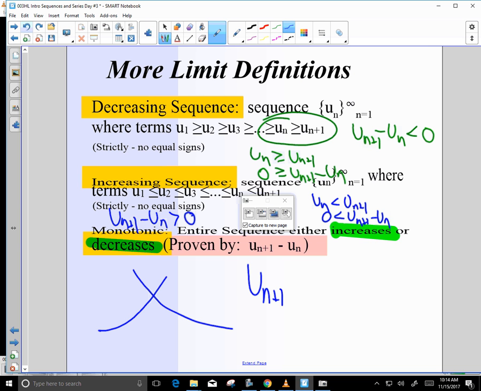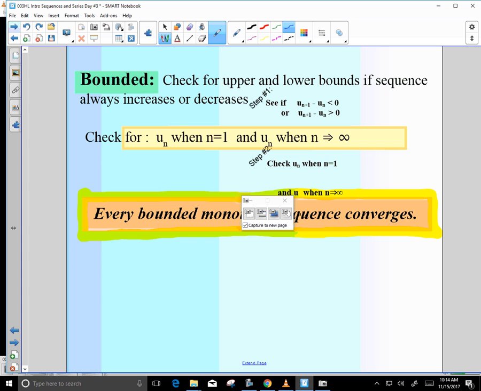U of n plus 1 minus u of n. Algebraically, when you find it, you decide which one of these to 0 it is. If it's always less than, you know it's decreasing. If it's always greater than, it's going to be increasing. It is not fun algebraically. Get ready with your fraction tools. You're going to be doing a lot of fraction work.